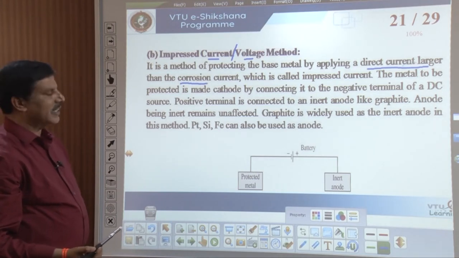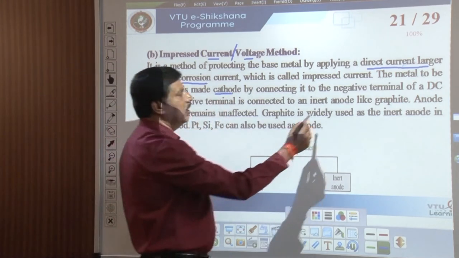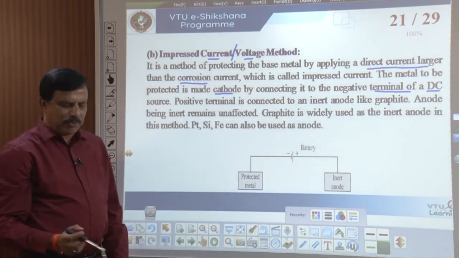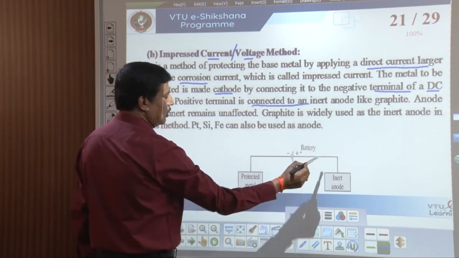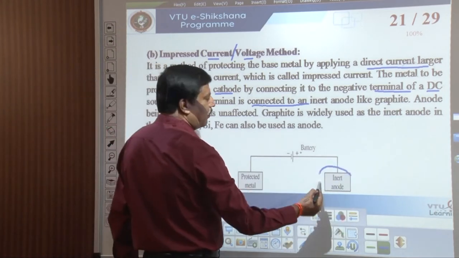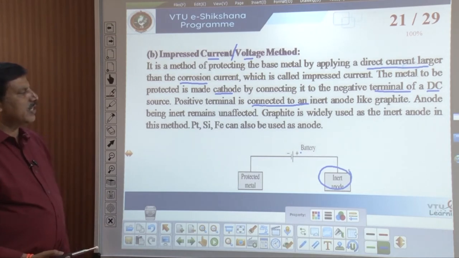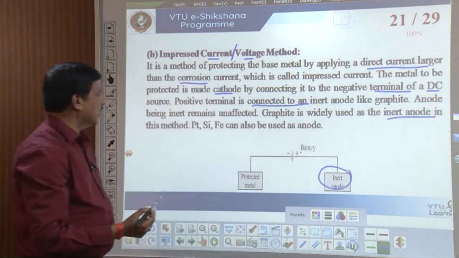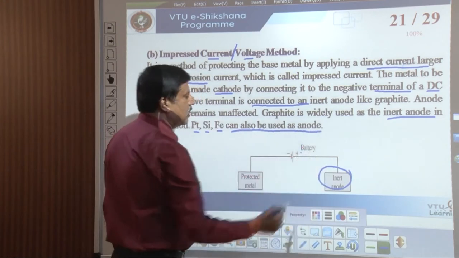The metal to be protected is made a cathode by connecting it to the negative terminal of a direct current source. The positive terminal is connected to an inert anode, like graphite. The anode being inert remains unaffected. Graphite is widely used as an inert anode in this method. Platinum, silicon, and iron can also be used as an anode.